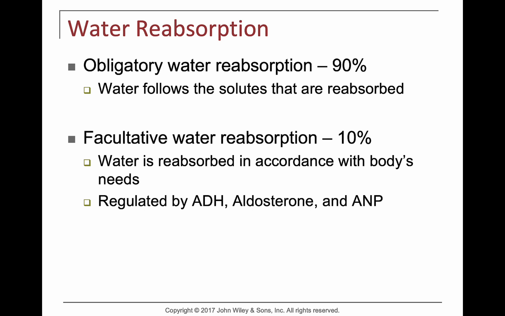So obligatory water reabsorption is 90% of the water reabsorption we're going to see in the kidneys. That means that water is going to follow things like sodium, solutes that are reabsorbed, and there's about 10% facultative reabsorption, which means that it's just going to be absorbed according to the body's needs. And this is usually regulated by hormones ADH, aldosterone, and atrial natriuretic peptide.